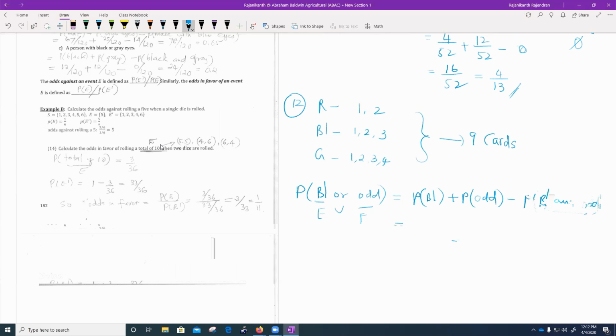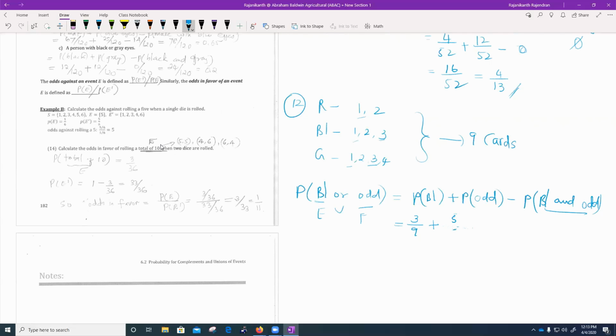How many blue are there? There are 3 of them. So it's going to be 3 over 9 because I have 9 cards in total. Plus, what is the probability of getting odd numbers? How many odd numbers are there? 1, 2, 3, 4, and 5. So there are 5 odd numbers among these 9 numbers. Therefore, that is 5 over 9.